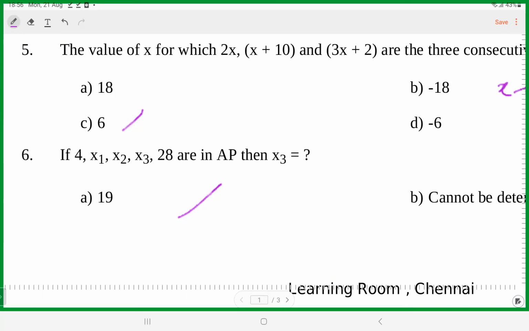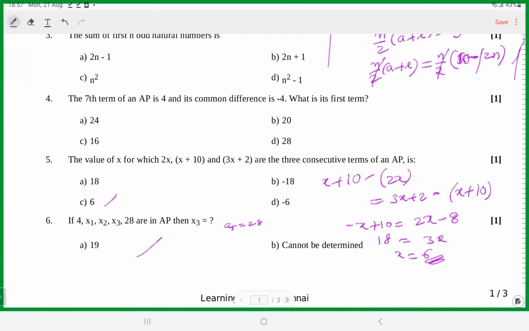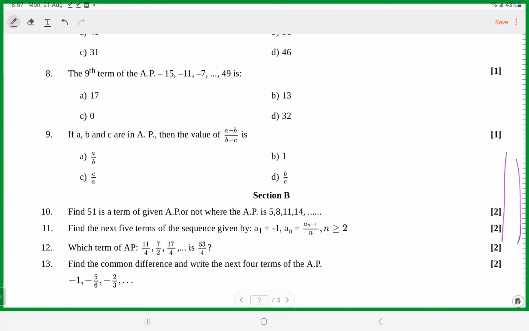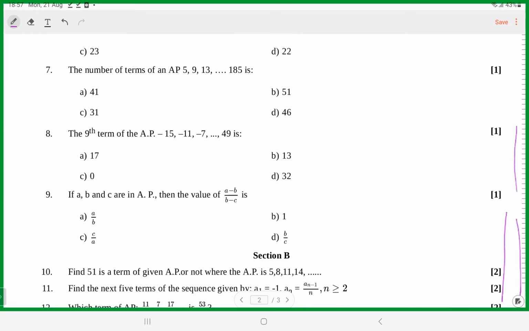So the fifth term is given, A5 is given as 28, right? So a plus 4d. X3 is 22, got it? What's the d value you got? 6. So what are the terms now? Five terms. First term is 10: 10, 16, 22, 28.